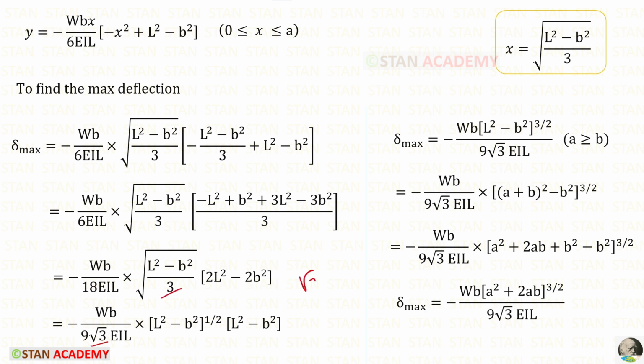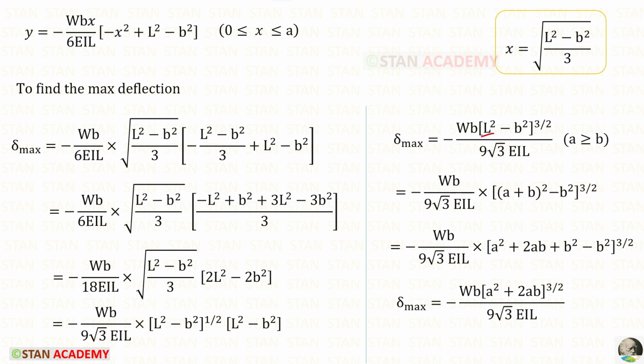We know that root of x will be equal to x power 1 upon 2. So we can write root of L square minus B square as L square minus B square power 1 upon 2. And we know that a power m into a power n is equal to a power m plus n. In this way we can add these two. Here the power is 1. 1 upon 2 plus 1, it will be 3 by 2. So that we will get this. So this is the expression for the maximum deflection, and this is only applicable when A is equal or greater than B. Alternatively, we can make another expression.